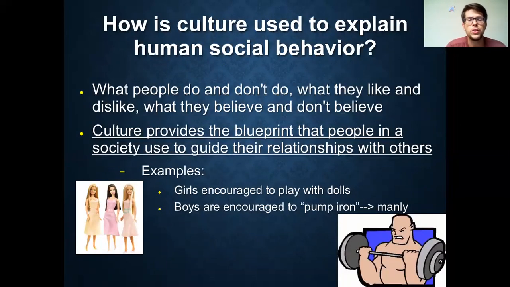How is culture used to explain human social behavior? We're always interested in sociology class in the behavior of the society, what people do and don't do, what they like and what they dislike, and what they believe and what they don't believe. So whether you choose to go to the gym or don't go to the gym, that is part of your culture. Whether you like to eat sushi or whether you dislike sushi, that's part of your culture. Whether you believe in a Christian God or whether you don't believe in a Christian God, that is part of your culture as well. Culture provides the blueprint that people in a society use to guide their relationships with others.